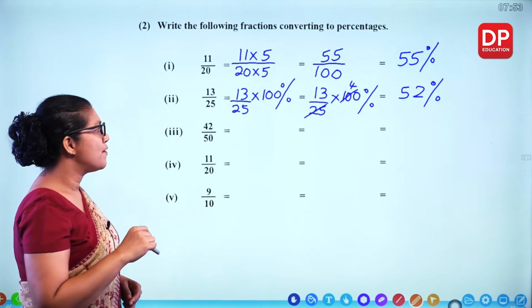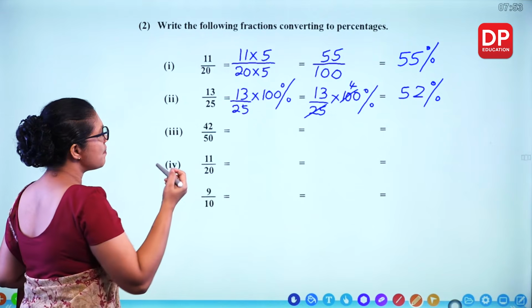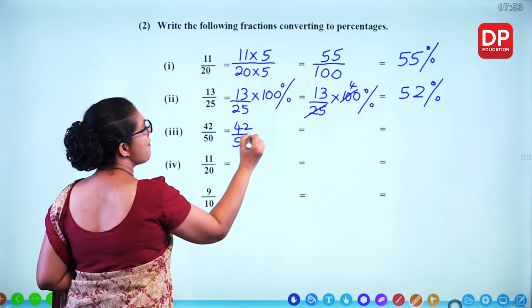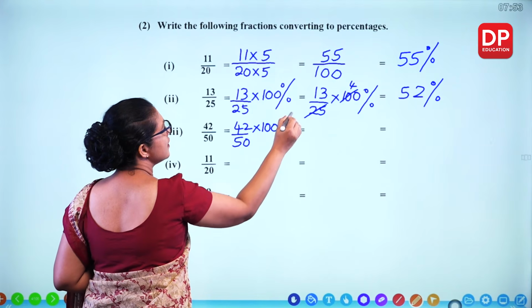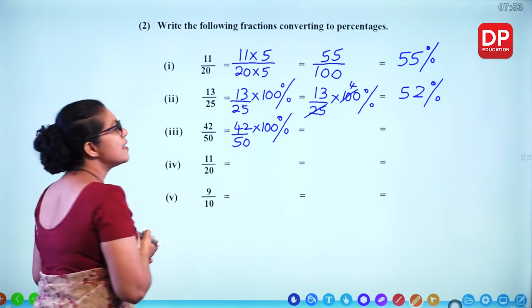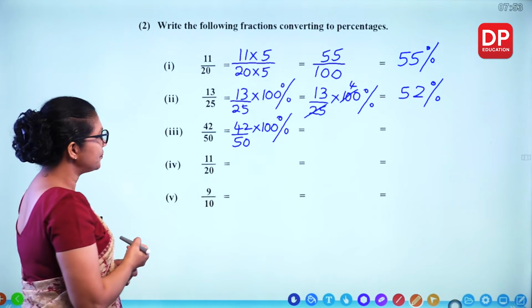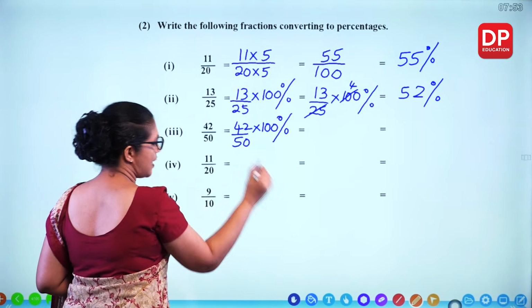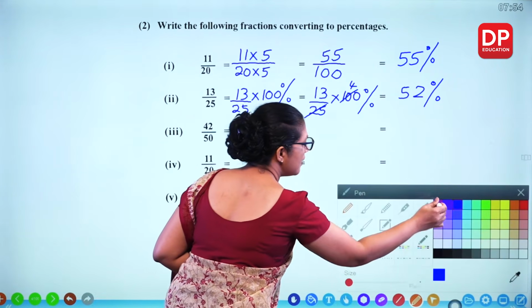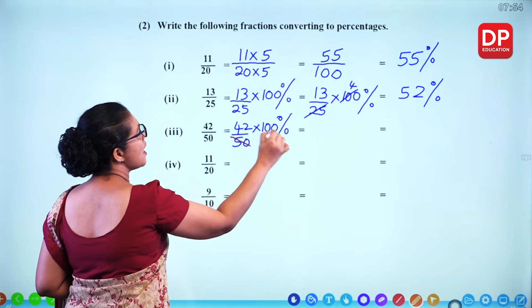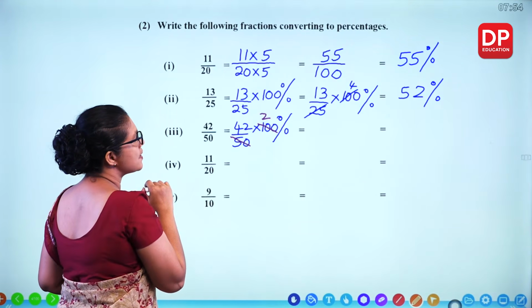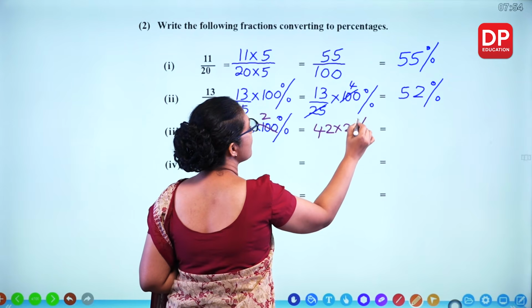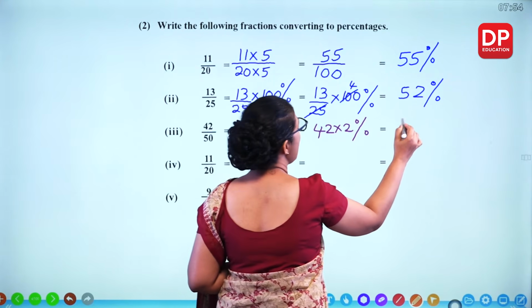So how do we convert to percentages? Multiply by 100. 42 over 50 multiplied by 100. And we put this percentage symbol. So 50 times 2, here I can simplify. 2 times 42, 84%.